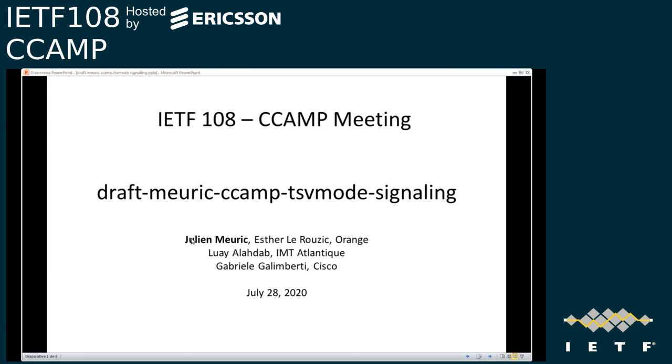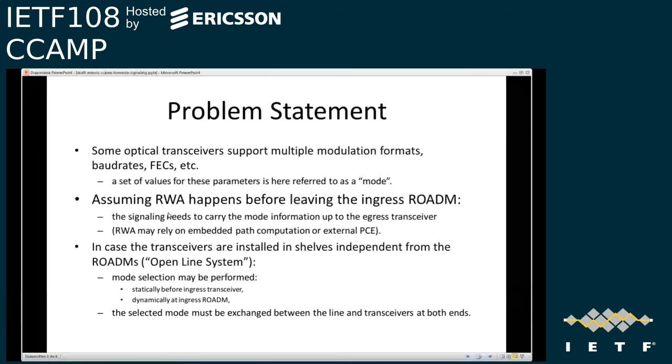So hello again. This is Julien. I'm about to present on behalf of my co-author the extension we proposed to the RSVP-TE signaling for the transponder mode within the WDM network. So what is the problem we're trying to address? Nowadays, more and more transponders or transceivers in the market are supporting various types of modulation formats, baud rates, FECs, and so on. Those need to be programmed and configured to make sure that we are using the appropriate set of parameters to achieve the performance we want along the path within the network.